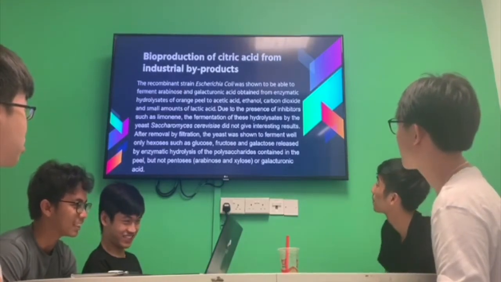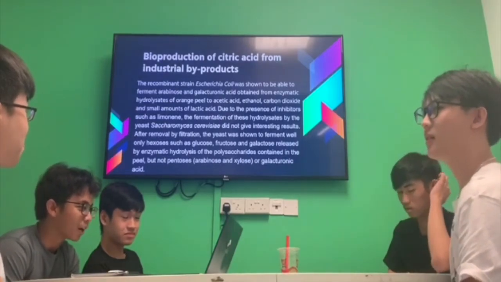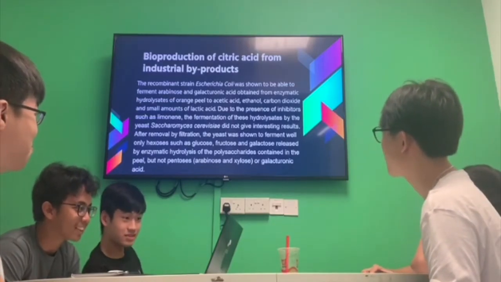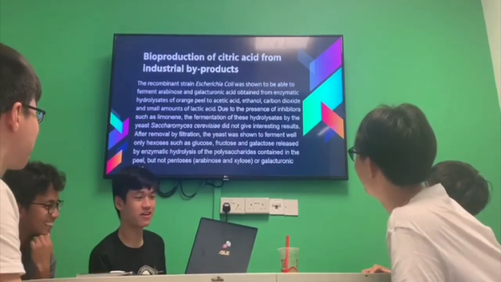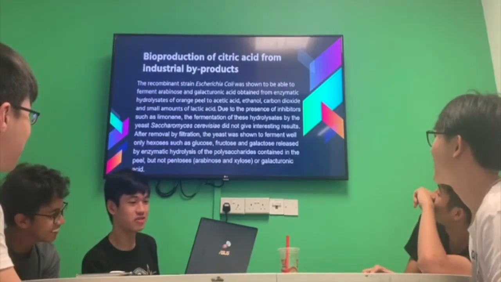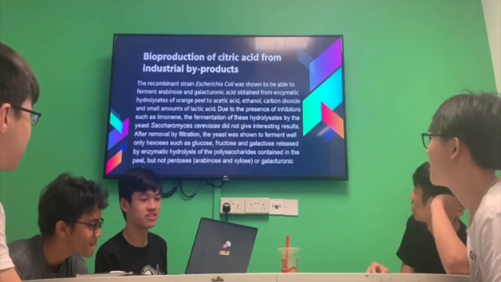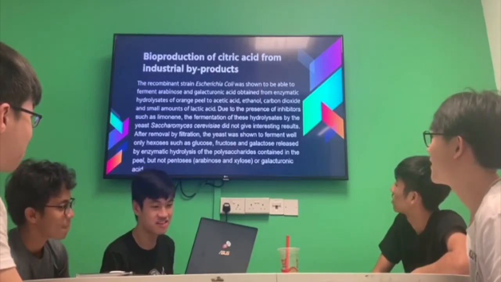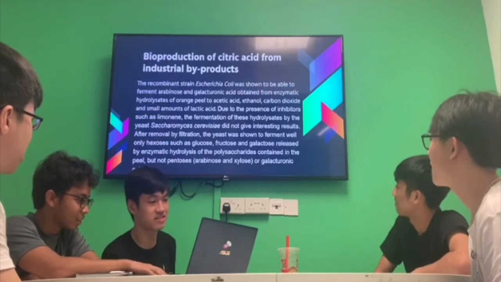Next, we're going to be talking about the bioproduction of citric acid from industrial byproducts. The recombinant strain E. coli was shown to be able to ferment arabinose and galacturonic acid obtained from enzymatic hydrolysis of orange peel to acetic acid, ethanol, carbon dioxide, and small amounts of lactic acid. Due to the presence of inhibitors such as limonene, the fermentation of these hydrolysates by the yeast Saccharomyces cerevisiae did not give interesting results. After removal by filtration, the yeast was shown to ferment well only hexoses such as glucose, fructose, and galactose released by enzymatic hydrolysis of the polysaccharides contained in the peel, but not pentose, arabinose, and xylose, or galacturonic acid.